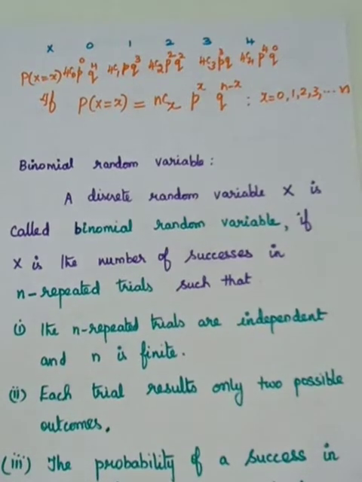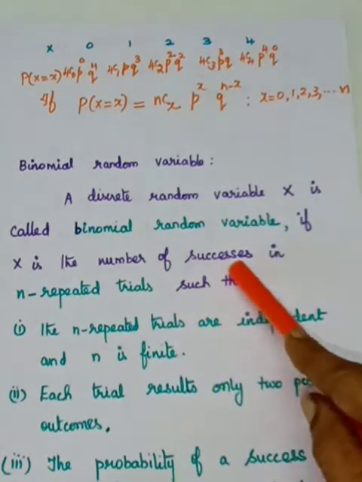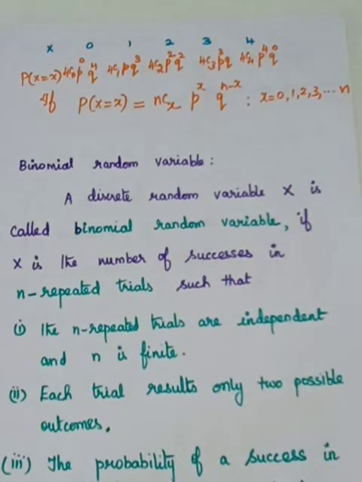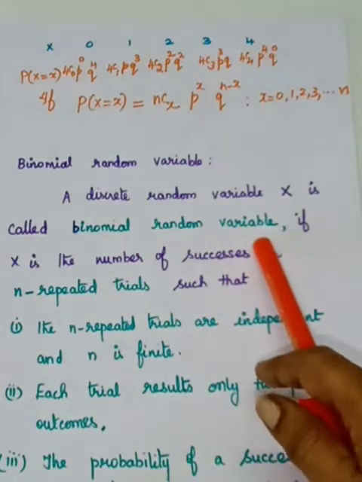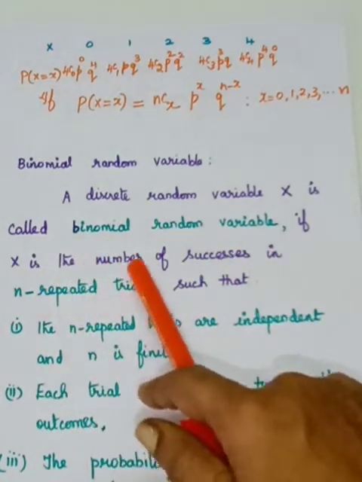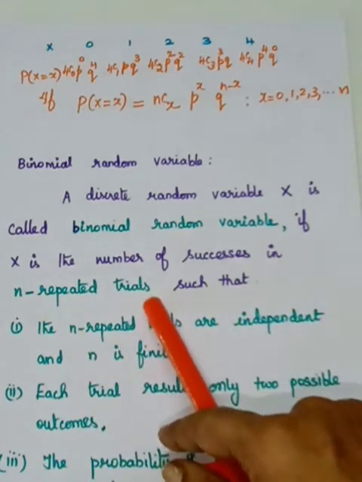Now we'll see the definition of the binomial random variable. A discrete random variable X is called a binomial random variable if X is the number of successes. The random variable X is discrete, so it takes a countable number of values, and the number of values is finite. So X is the number of successes in n repeated trials.